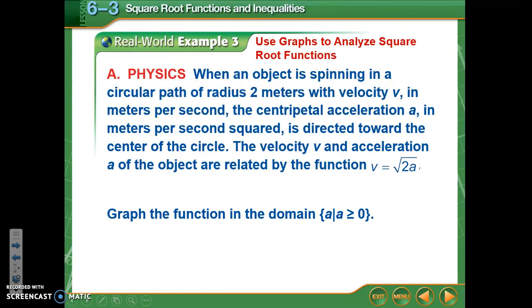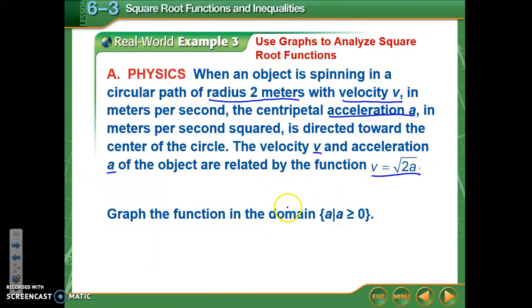Okay, this is not on your note guide, but we're going to take the last 2 minutes just to look real quick at the word problem from example 3, which is a physics problem actually. It says when an object is spinning in a circular path that has a radius of 2 meters with a velocity, which we're representing with v in meters per second, the centripetal acceleration, a, in meters per second squared, is directed toward the center of the circle. The velocity v and the acceleration a of the object are related by this square root function: v equals the square root of 2 times the acceleration.